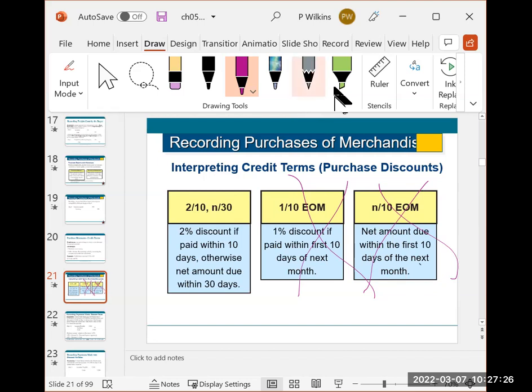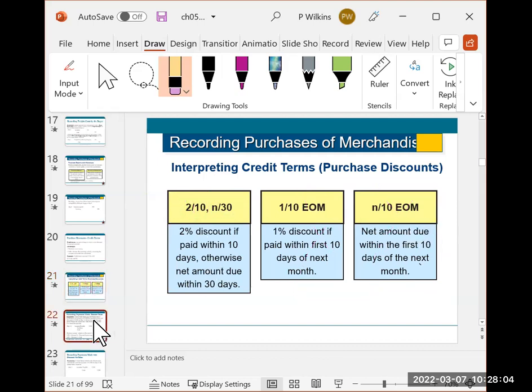Don't worry about that. You're going to see more of them that are like this 2% 10 net 30, but it might be 3% 15 net 30 or 2% 20 net 30. The numbers are going to change, but it still means the same thing. The first number is the percentage of discount. The second number is the number of days that you have to pay it within to get that discount. And the last is how long you have to pay the amount in full, if you don't pay it within the discount terms.